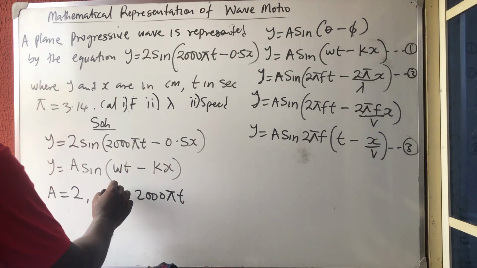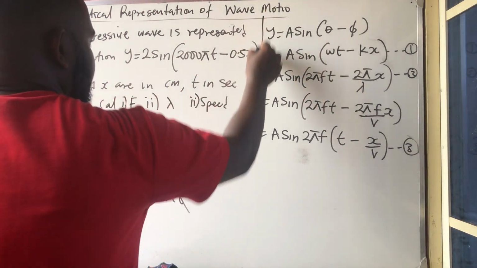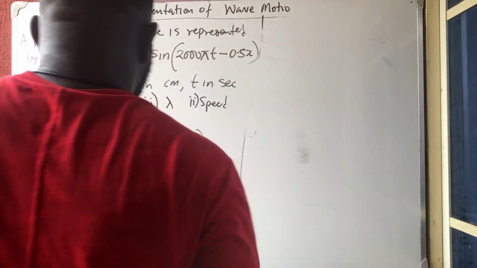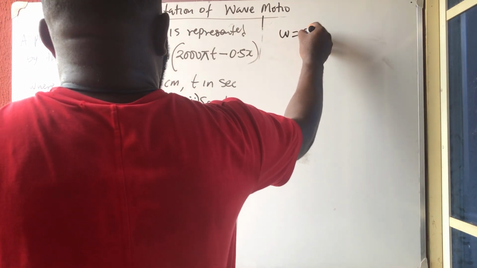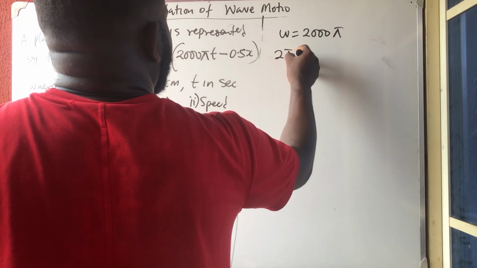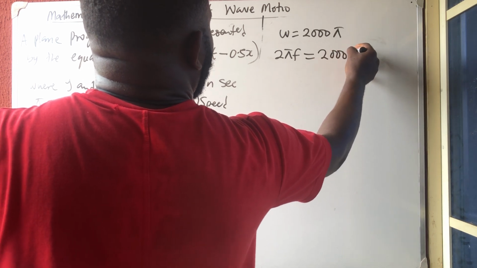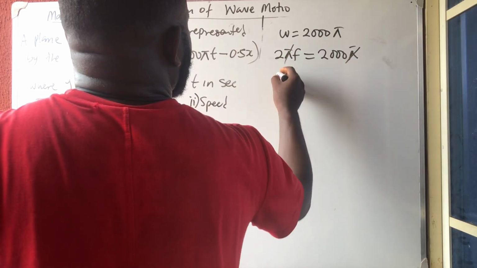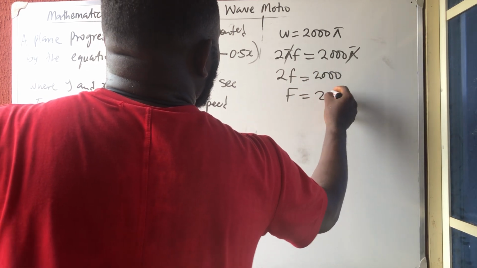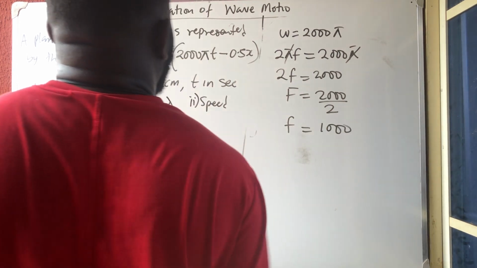So t takes care of t, which shows that w is equal to 2000 pi. But we know that w is equal to 2 pi f, so 2 pi f is equal to 2000 pi. Pi takes care of pi, so 2f is equal to 2000. So f is equal to 2000 divided by 2, which is 1000. We have gotten our f.